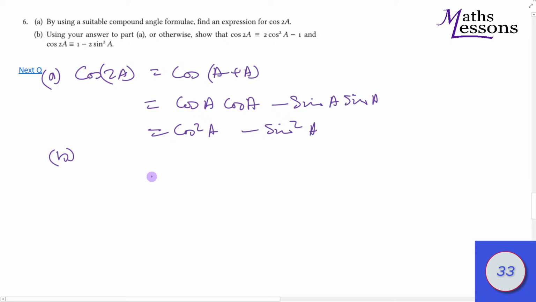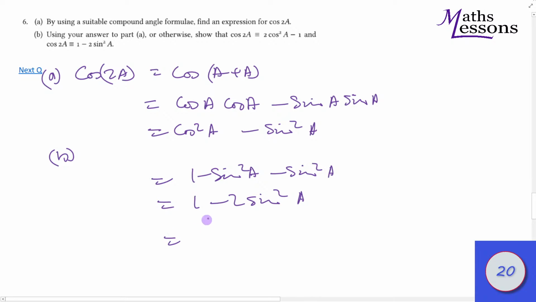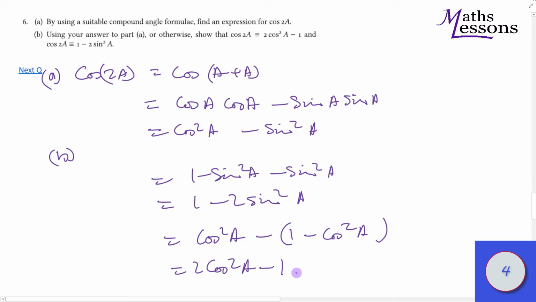And for part B, if we write cos squared A is equal to 1 minus sine squared A, we get 1 minus sine squared A minus sine squared A, and that will equal 1 minus 2 sine squared A. And if we write sine squared A is equal to 1 minus cos squared A, we get cos squared A minus (1 minus cos squared A). Minus and minus gives me a plus, so that will give me 2 cos squared A minus 1, with 6 seconds to spare.